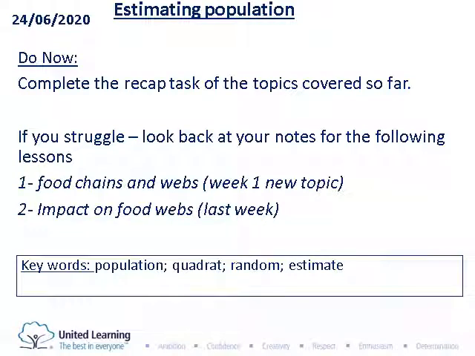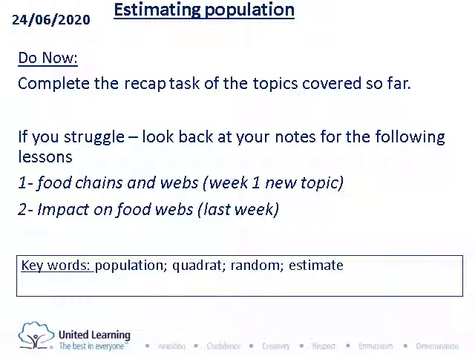So what you need in front of you is the student booklet, and you might also want to have your notes open from the previous couple of weeks, especially the booklet from the food chains lesson, which was the first lesson that we did as part of this topic, as well as the impact on food webs lesson, which is what you completed last week. So make sure you have no distractions, and a pen and paper handy just in case.